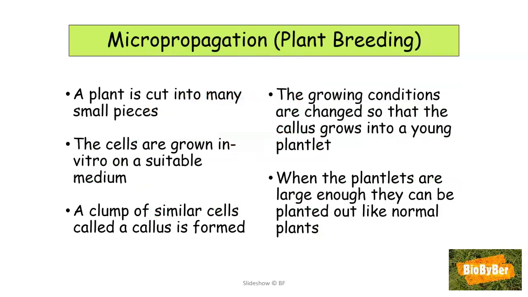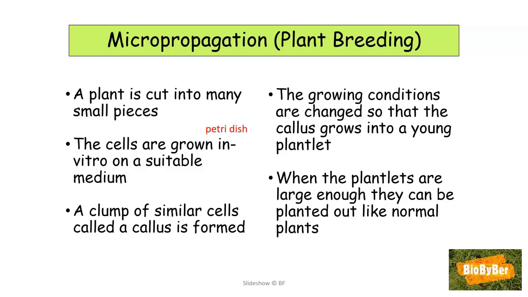Micropropagation, or sometimes called plant breeding, is where a plant is cut into many small pieces. The cells or small pieces are grown in vitro, don't forget, in glass, perhaps in a petri dish, on a suitable medium. The medium, remember, has to contain growth hormones and glucose as a source of energy.